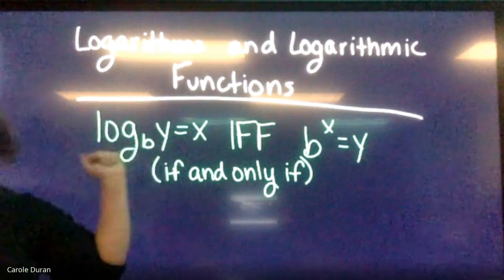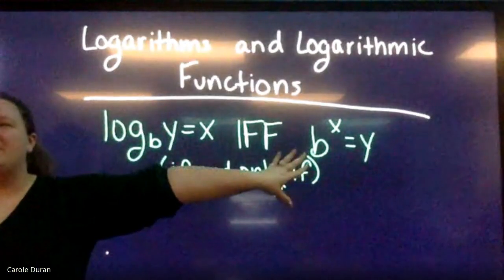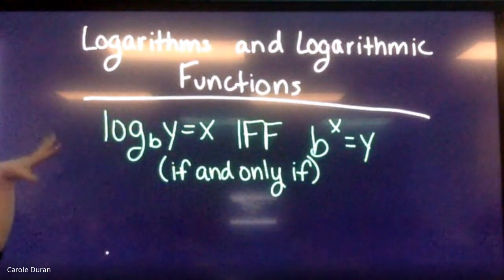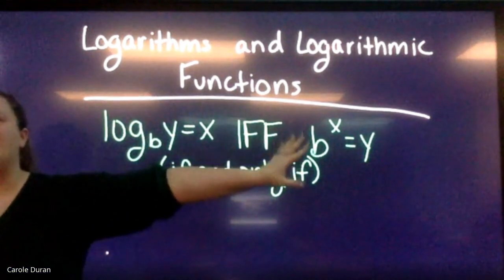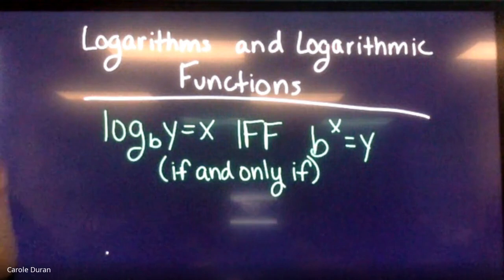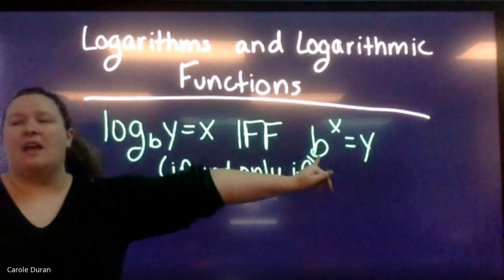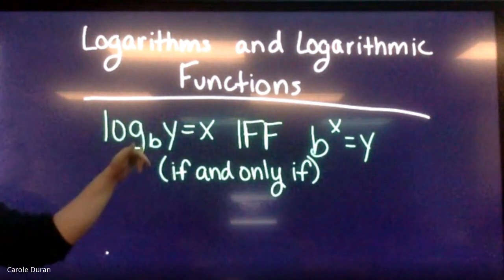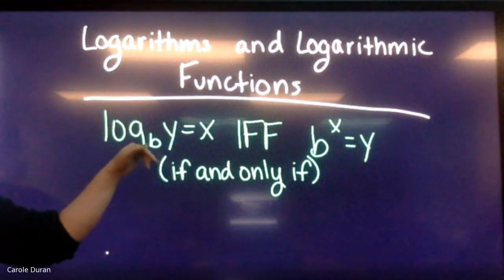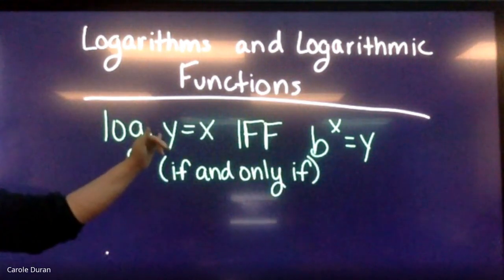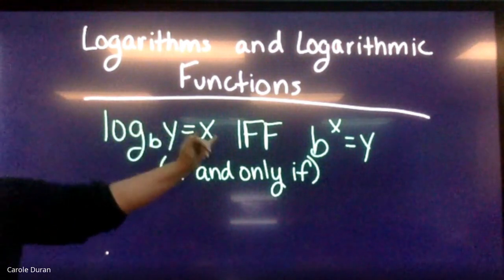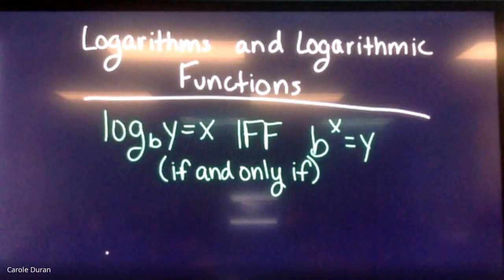Every exponential function can be rewritten as a logarithmic function, and every logarithmic function can be rewritten as an exponential function. There are some parallels here. The base of my exponential function is the base of my logarithm. The answer to my exponential function is what I take the logarithm of, and what the log is equal to is the exponent in my exponential function.